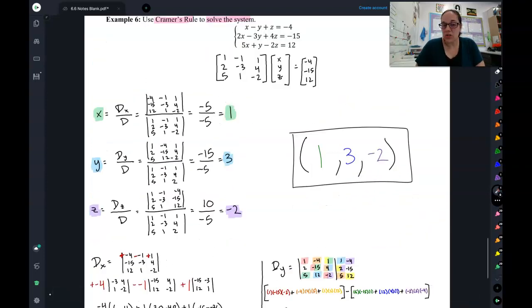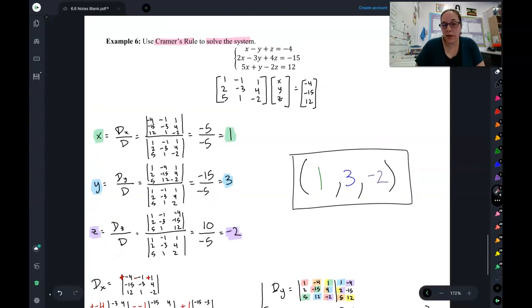But that is Cramer's rule. It's pretty nice. I think it's one of the fastest methods for solving a system of equations. It's also pretty unique. But remember, the key word that you look for to know this is the rule you use is it will say use Cramer's rule. That's how you know to write it out like this and use your determinants.